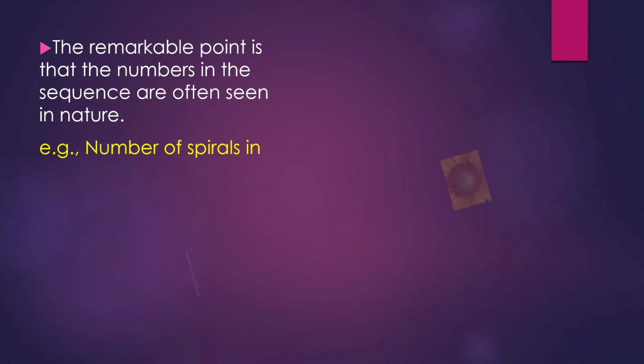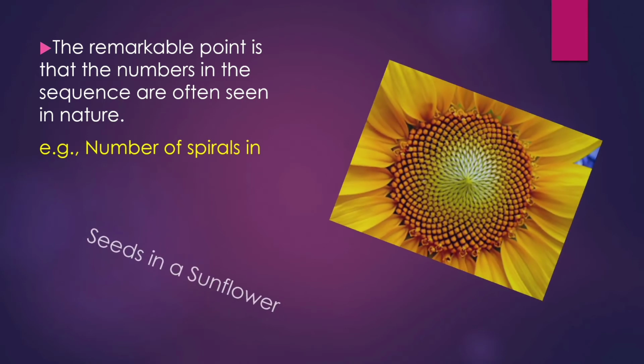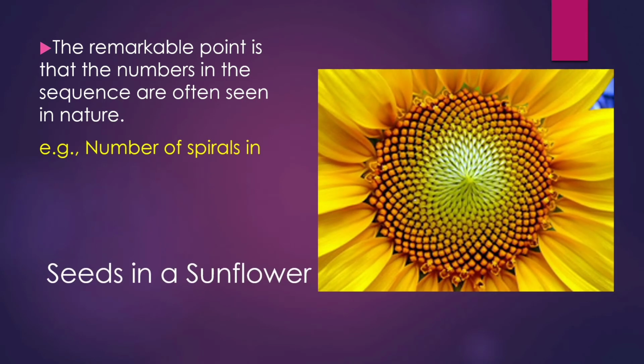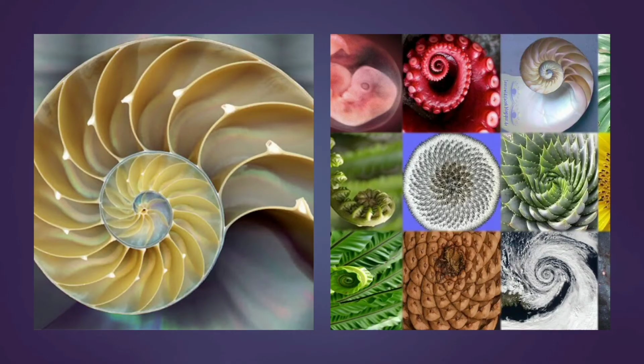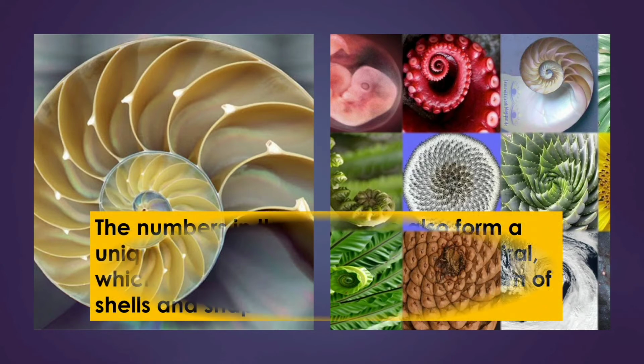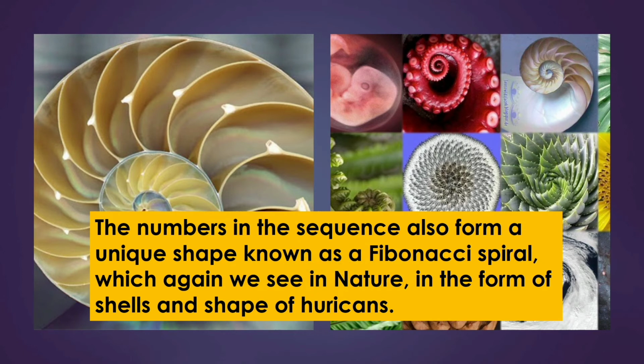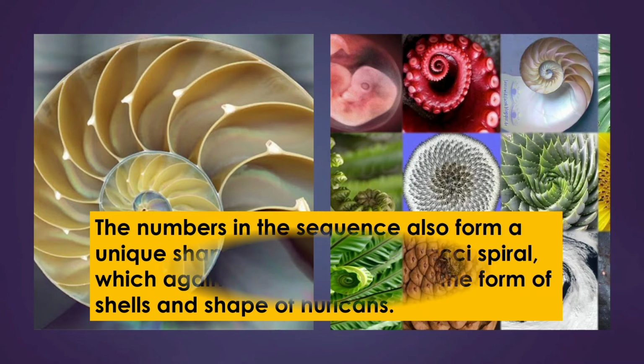And look at this, it's so amazing how beautiful the pattern the seeds of a sunflower have, isn't it? It's obvious. Now these shells you can see here are also in a Fibonacci pattern. The numbers in the sequence also form a unique shape known as a Fibonacci spiral, which again we see in nature in the form of shells and the shape of hurricanes.